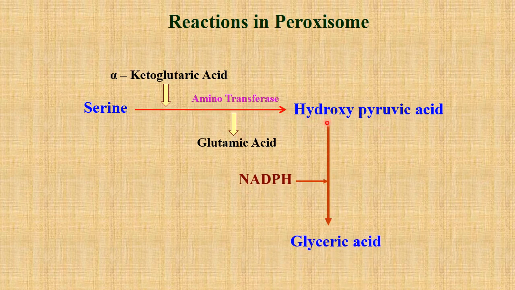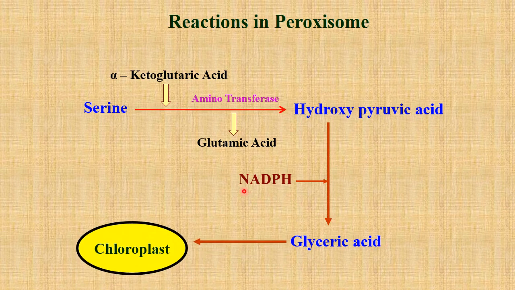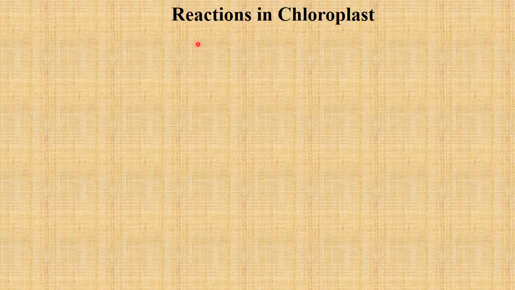And at last, this hydroxypyruvic acid is converted into glyceric acid with the addition of NADPH. This glyceric acid enters into chloroplast. At last, the reactions in chloroplast.